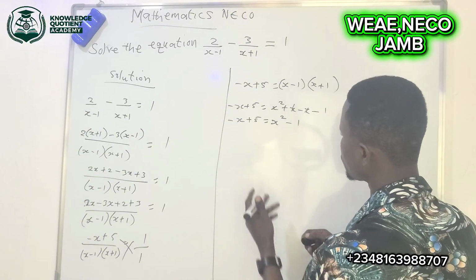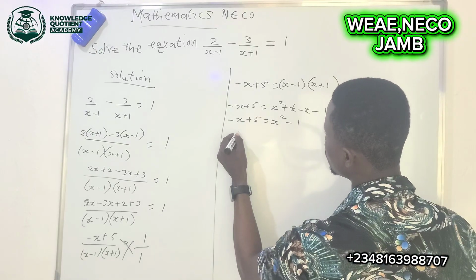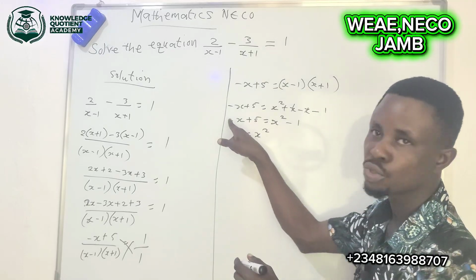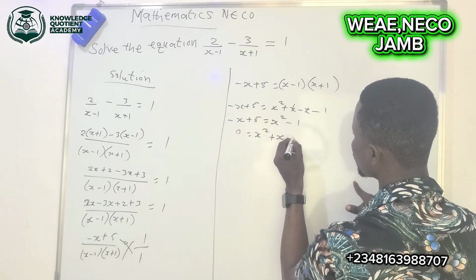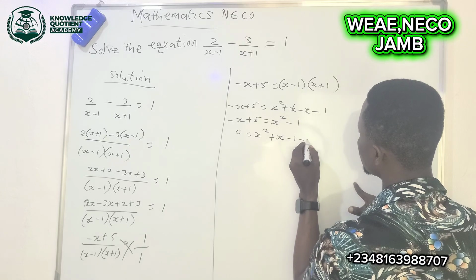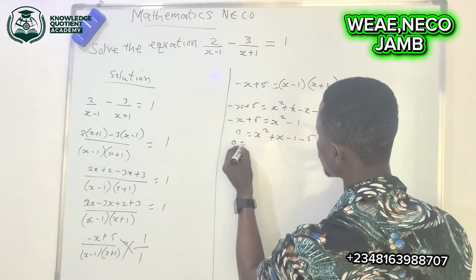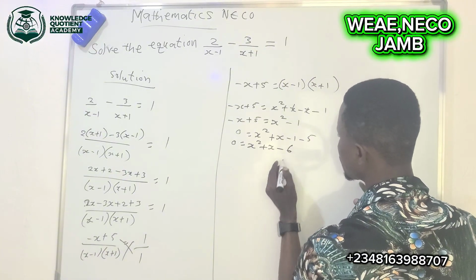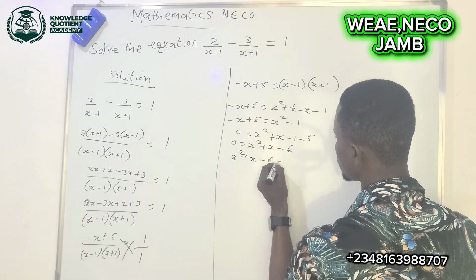What is remaining is to collect all the like things. If I collect all the like things, that means all this one will move to the other side here. So I will have 0 is equal to x squared. If this one crosses to the other side, it will change to plus, so I will have plus x. Then this one comes to the other side, I have minus 1, then minus 5. So if I have minus 1 minus 5, this will be 0 is equal to x squared plus x minus 6. That means x squared plus x minus 6 is equal to 0.